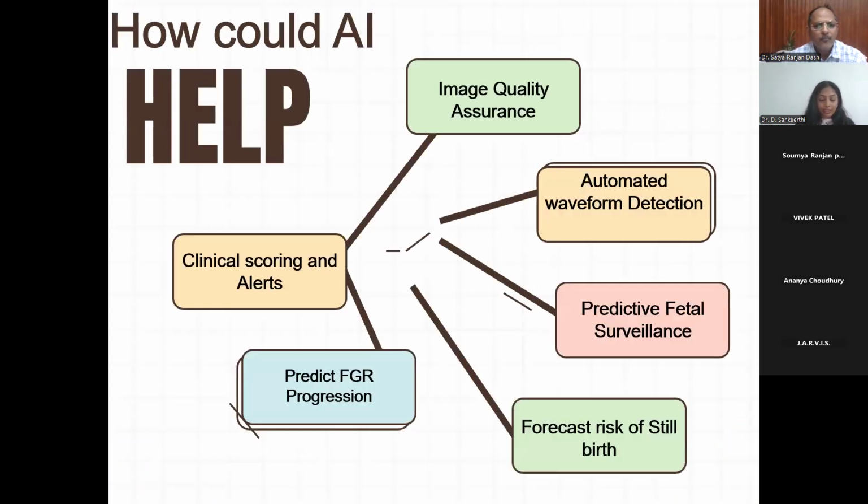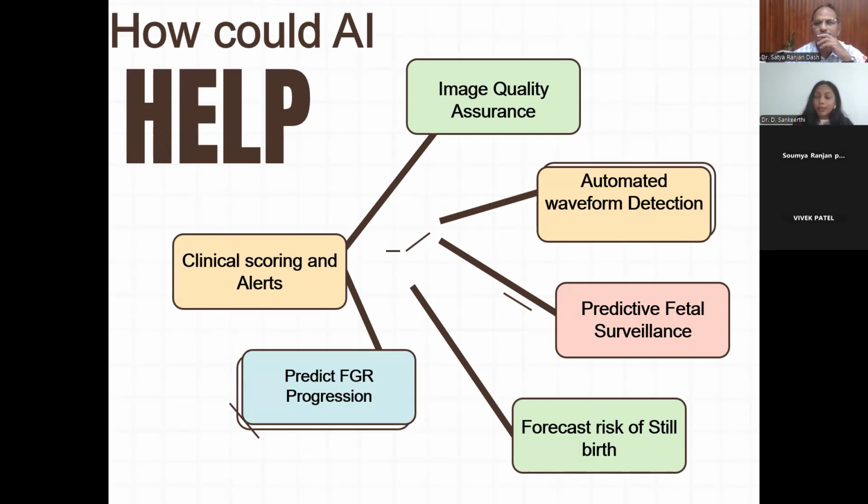So how can AI actually help us in this situation, or what do I think maybe AI could help do? One is image quality assurance. As I said, the outcome of the image depends a lot on the probe. So maybe if there could be guiding mark lines or some sort of identification that the probe placement is not right, it could help improve the image quality. Second is automated waveform detection, which is automation tracing instead of manual tracing. Then this is the one which I found the most interesting, predictive fetal surveillance.